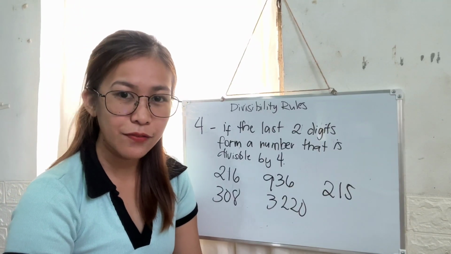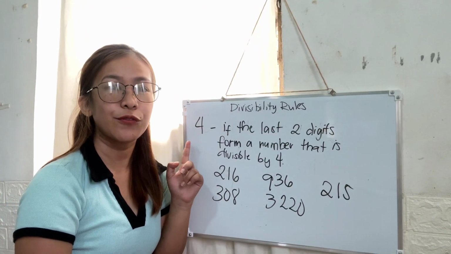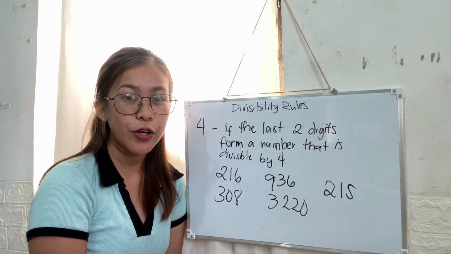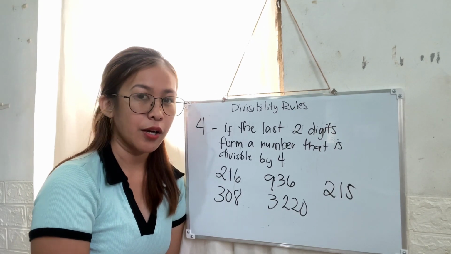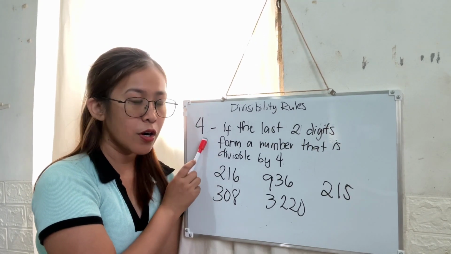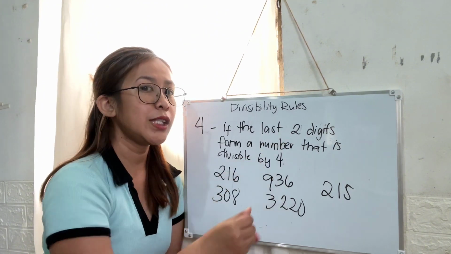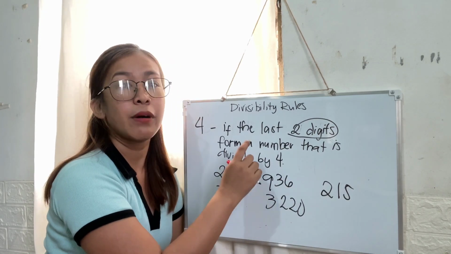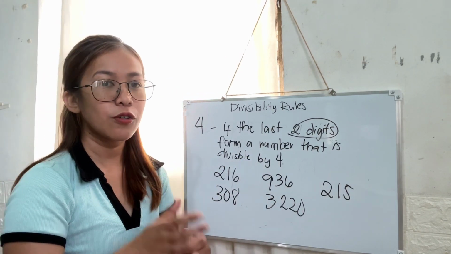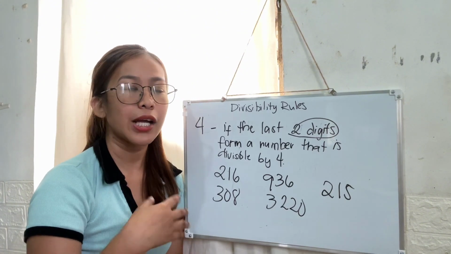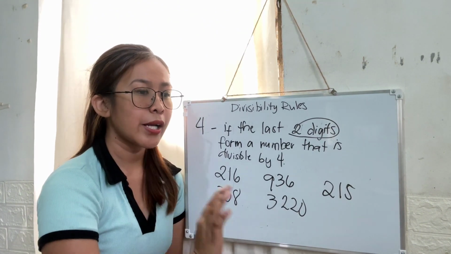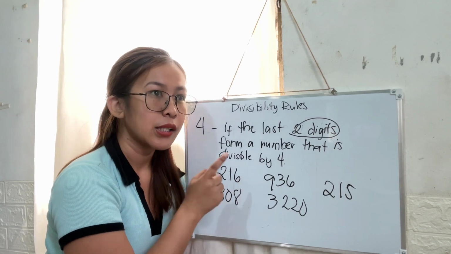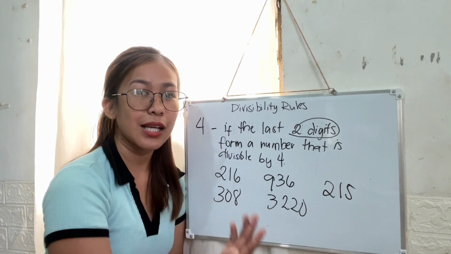Okay, so for our next divisibility rules, we have divisibility rules of 4. Ayan. So, paano naman daw po natin malalaman kung ang number ay divisible by 4 or madi-divide ni 4 ng walang remainder? A number is divisible by 4 if the last two digits form a number that is divisible by 4. So, definitely, iisipin ninyo dito yung mga multiples ng 4, like 4, 8, 12, 16. Kung ang mga numbers na yon ay nakita ninyo sa dulo ng number, then this is basically divisible by 4.